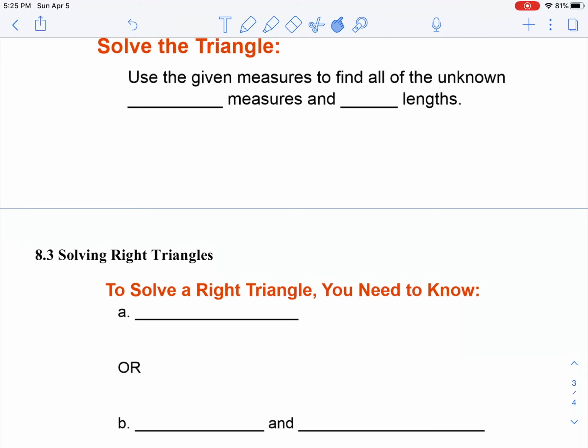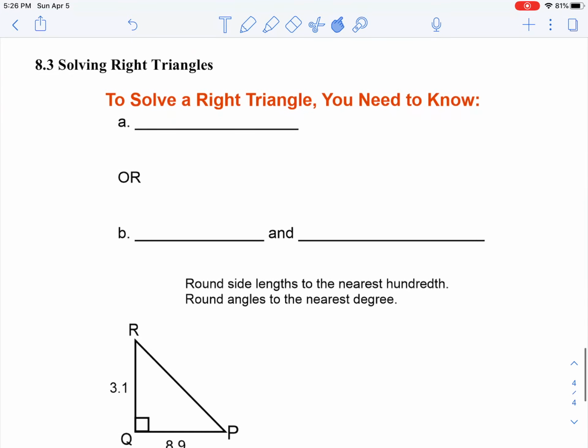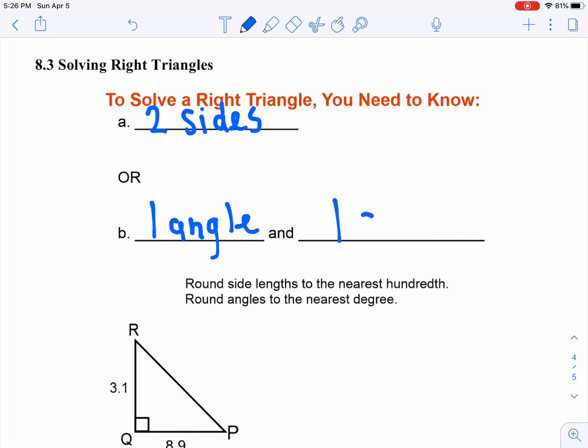For the next part of section 8.3, day 2, we're going to talk about solving triangles. To solve the triangle, we're going to use the given measures to find all of the unknown angle measures and side lengths. To solve a right triangle, you need to know either two sides or one angle and one side.